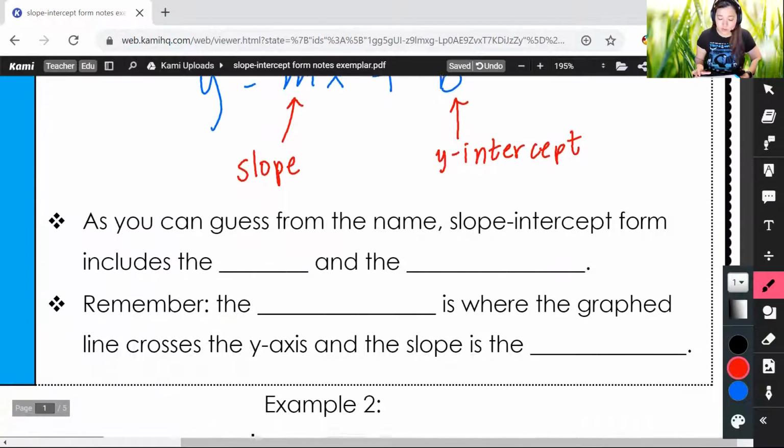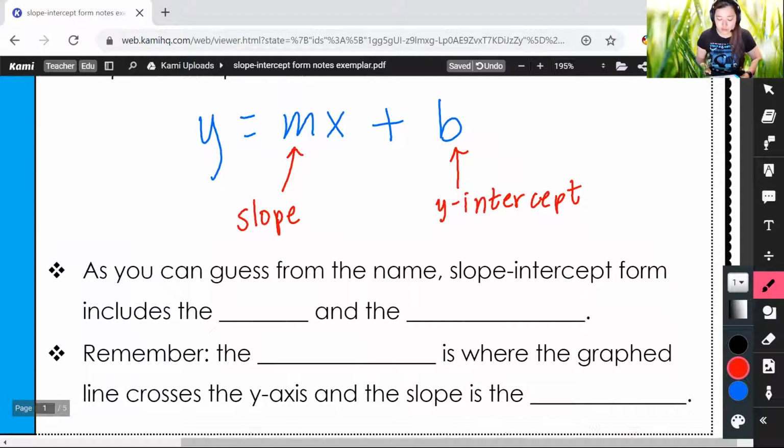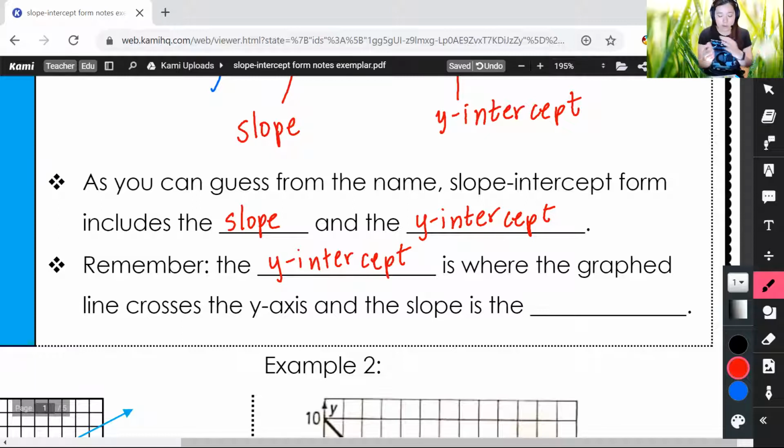So you could probably guess from the name, but slope-intercept form has to include the slope and the y-intercept. That's why it's called what it is. Quick refresher, the y-intercept is where the graphed line is intercepted by the y-axis, and the slope is the rate of change. That's all stuff that we learned last week.